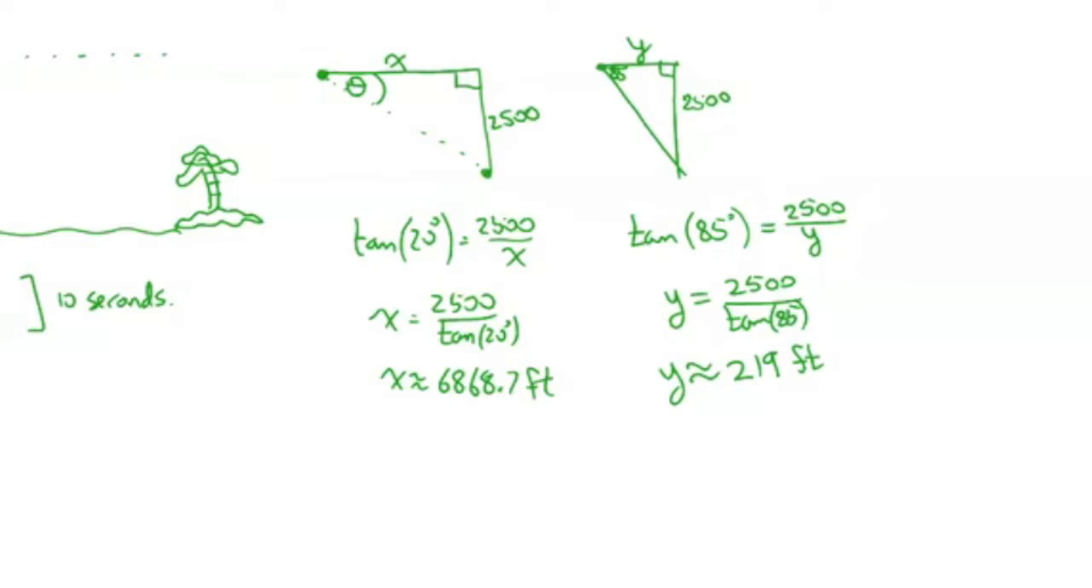So how do you find out how fast he's going? You divide them. Subtract them first. That tells you the distance between them, how far you've gone. Displacement, if you want to call it that. So x minus y? What's that equal? 6,649.7? Yep. And the time that they traveled was 10 seconds.